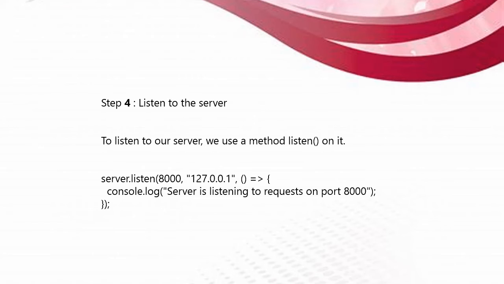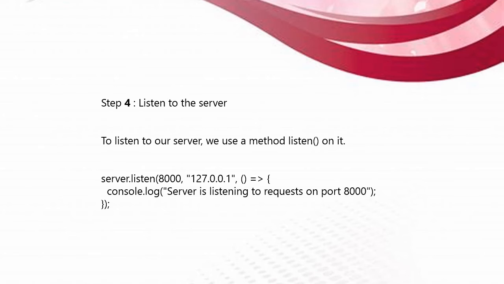Next step, listen to the server. To listen to our server, we use the listen method on it. Include the following code in your index.js to listen to the server. So consider this code as given. The first parameter of the method is the port number and it is a required one. A port number is basically a sub-address on the host. We use the port number 8000 over here.